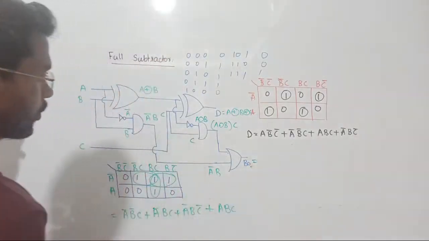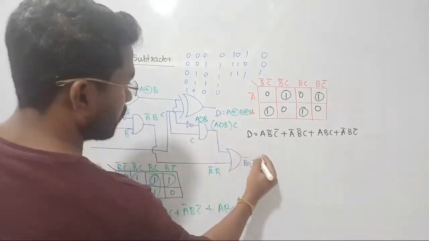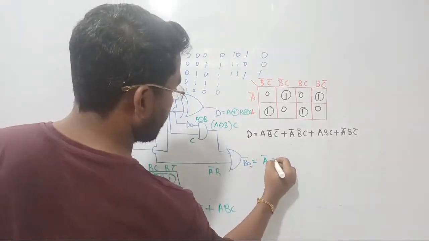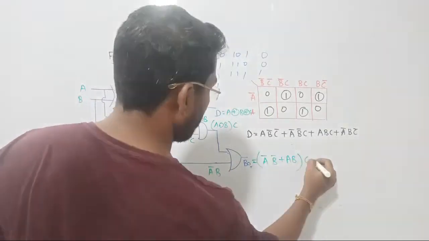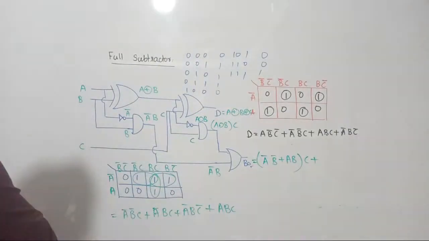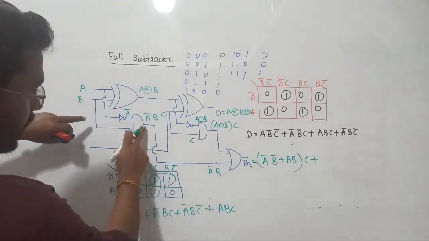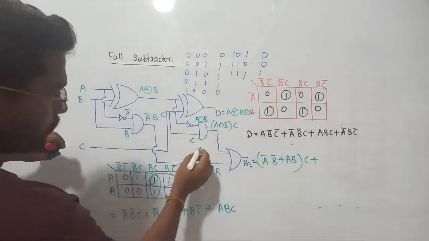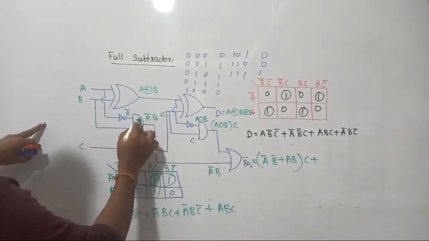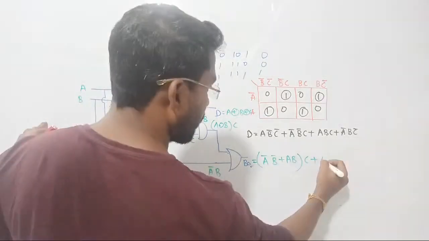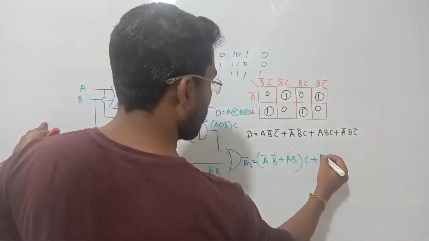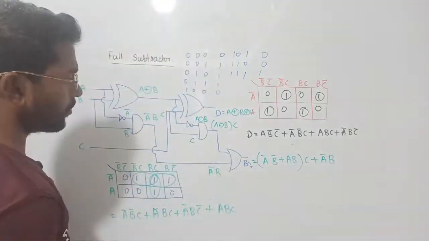So here our borrow is going to be, what did I get? A XOR of B, NOT, A bar B bar plus AB into C plus, in this case we got A bar B. This is correct, A bar B is correct. Yeah, this case is over, right? So we are getting A bar B only, right? So we are getting A bar B.